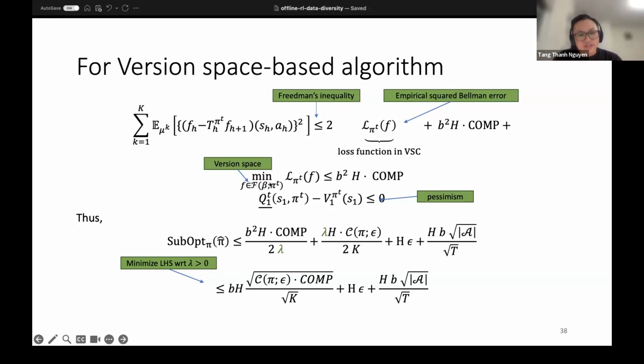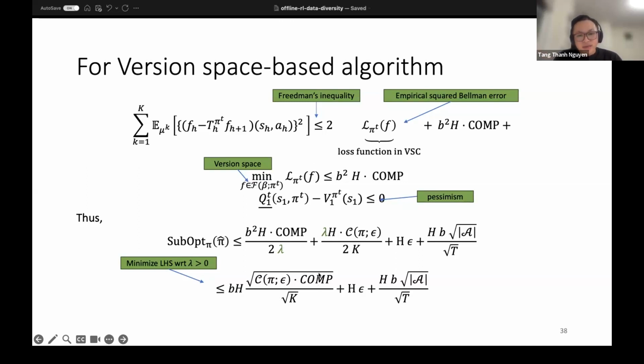It's very standard to obtain the upper bound on this minimization. The value gap term here is negative with high probability, because the nature of the version space algorithm is that it enforces pessimism at the initial state. Then we plug this into the decomposition of the suboptimality bound. Then we just minimize the right hand side with respect to lambda, and we get this rate.